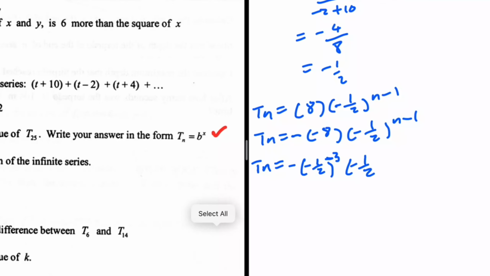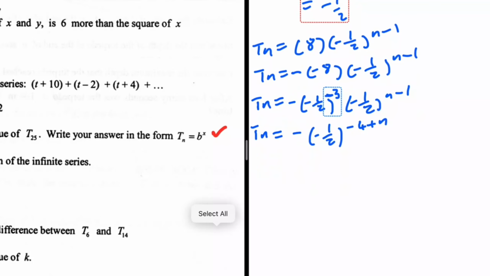Minus 1 over 2 to the power n minus 1. Same base. If we have the same base, we can add the exponents. So minus 1 over 2 to the power minus 3 plus minus 1. That is going to be minus 4, right? Minus 4 plus n. So we are going somewhere.